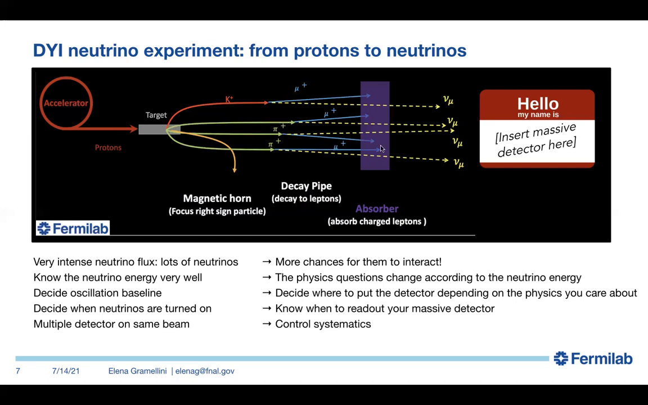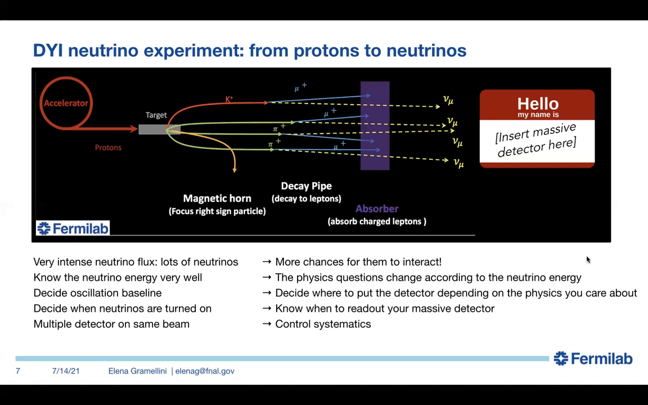After the decay pipe, you usually have an absorber, which means that all charged particles that didn't decay and that were still focused, you have basically removed, and the only thing that's left is your neutrino beam. And on your neutrino beam, you put your neutrino detector. So you put your massive liquid argon time projection chamber.